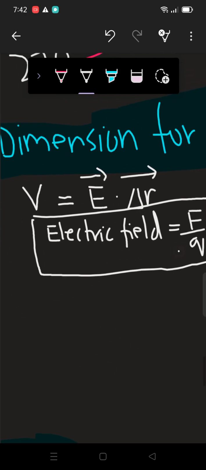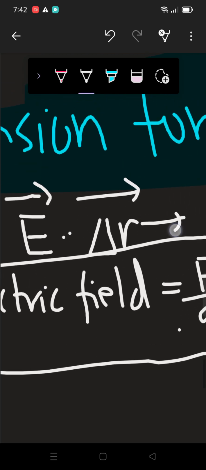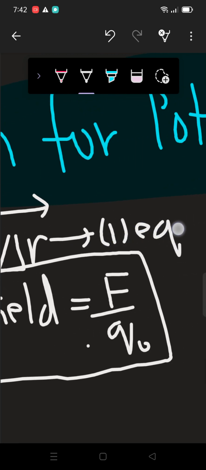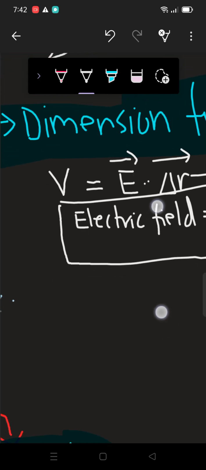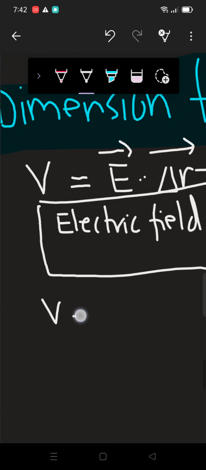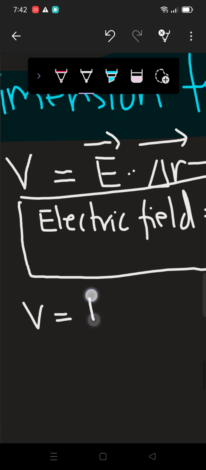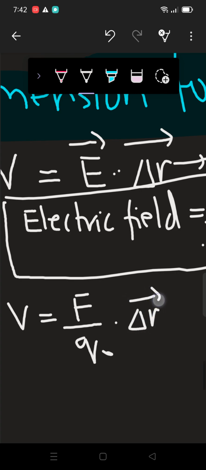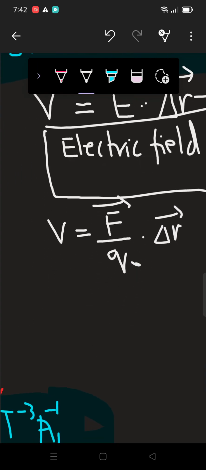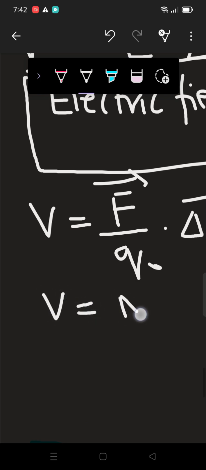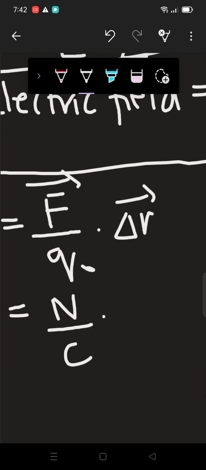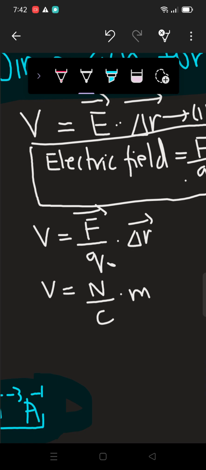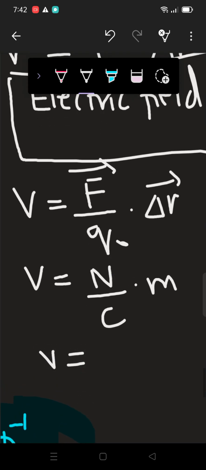And let's put this force per unit charge in this equation, the first equation. I am giving it the name of first equation. So let's put this electric field formula in the first equation. So V is equal to, instead of electric field intensity, I can write force per unit charge, and of course del R, right? Now see, the unit of force is what? It is Newton, upon the unit of charge, which is Coulomb. However, the unit of the displacement is meter, right? Now what's the dimension of Newton? First let us derive that.